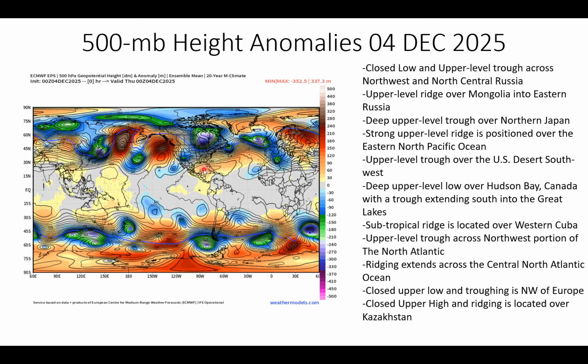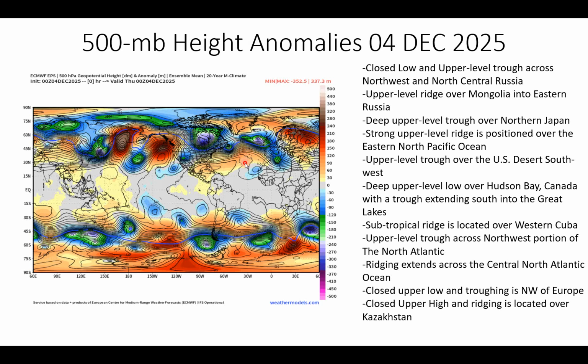Additionally, we see some tropical ridging there over Cuba, but it's generally really suppressed to the south. We have a ridge axis extending across the far southwestern portions of the North Atlantic. So more of a west to east orientation of the subtropical ridge down to the south from Cuba across the Caribbean. Additionally, we see an upper level trough across the northwestern portions of the North Atlantic Ocean. Ridging is generally extending across the central North Atlantic Ocean here.